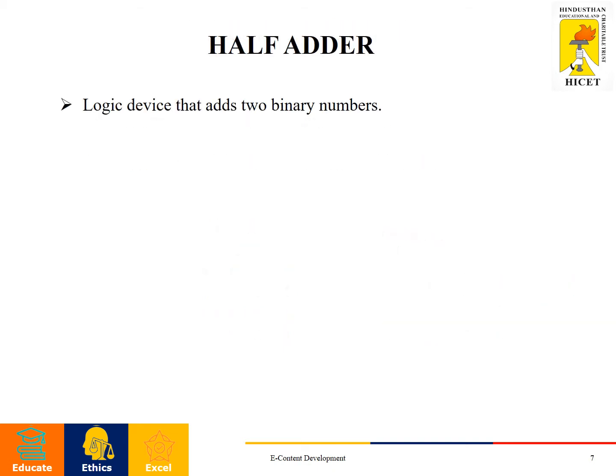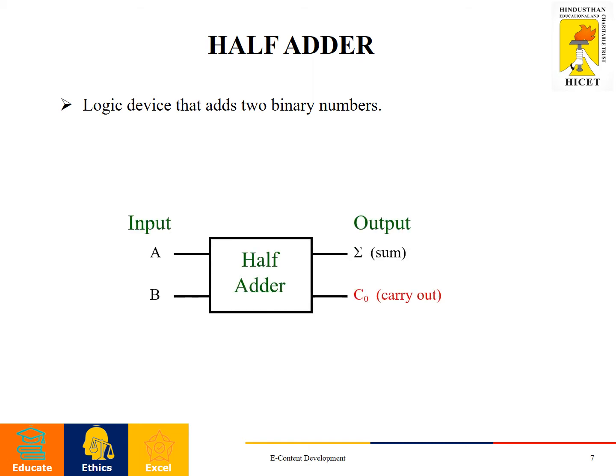And next is the half adder. This is for designing half adders. We need two input elements for designing half adders. The logic device that adds two binary numbers is said to be a half adder. This is the block diagram representation of a half adder. There are two inputs, one is A and another one is B, and it produces two outputs, namely sum and carry.